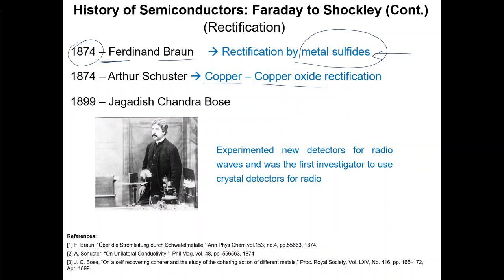Jagdish Chandra Bose, we all know, also conducted several experiments based on these observations, and in fact, he was one of the pioneers in detecting radio waves based on these crystal detectors. These crystal detectors were nothing but similar kinds of semiconducting crystals connected with metal electrodes, resulting in Schottky heterojunctions. And these Schottky heterojunctions, today we know very well, result in devices which can be used for detection of radio waves.